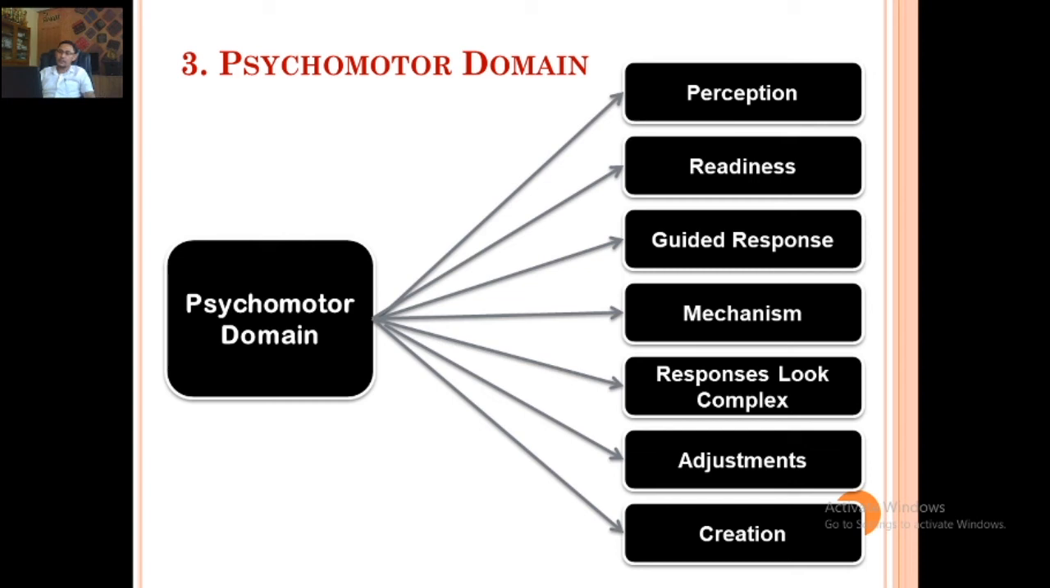And complex response. This complex response means that students have been able to carry out a skill appropriately, smoothly, and efficiently. And adjustment. This adjustment is the ability of students to adjust their skill in different situations. Suppose students have been able to carry out soldering activities quickly and the results are good.